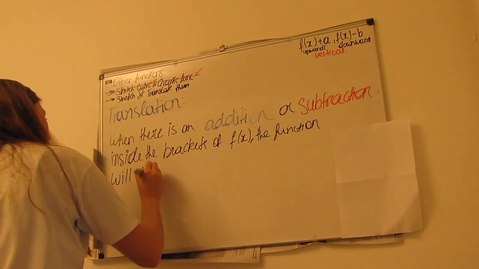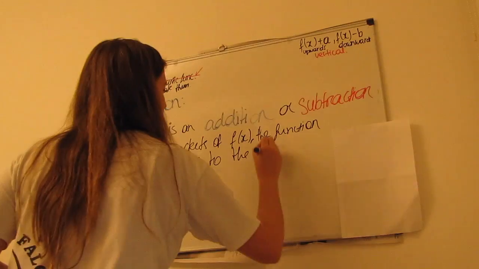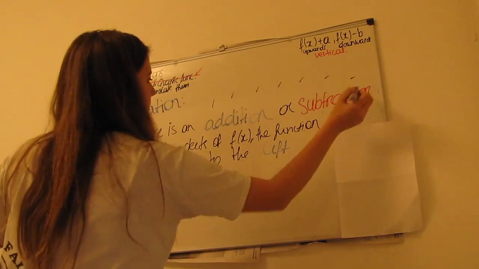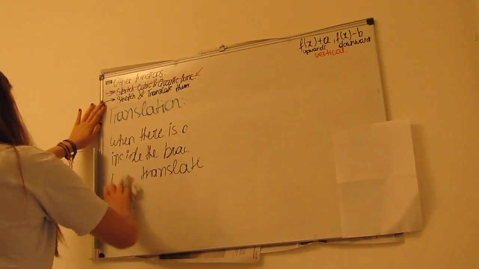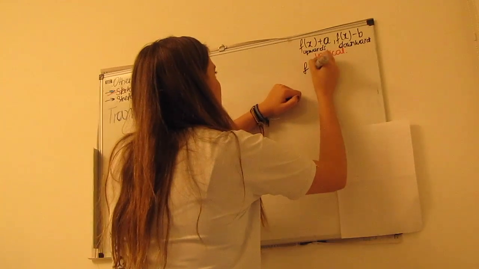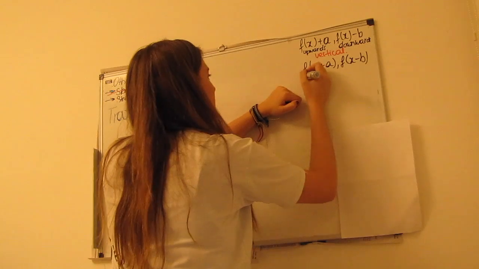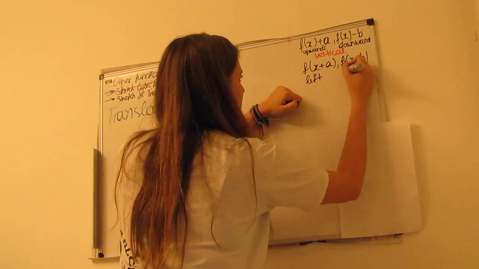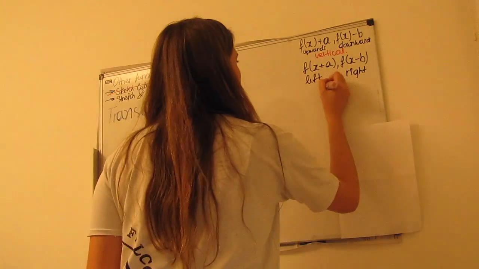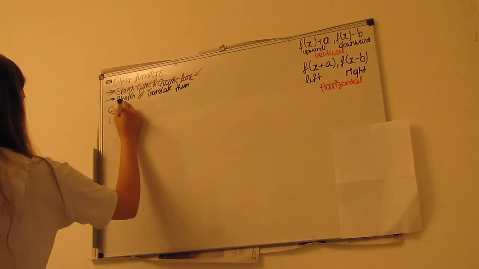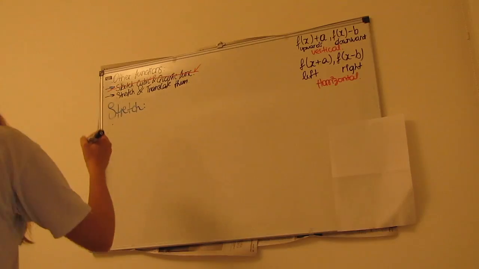So when there is an addition or subtraction inside the brackets of f of x, the function translates to the left or to the right. Now let's go back to our famous corner and write down a quick summary of what we just learned of horizontal translation. So f of x plus a means it's going to go to the left, and f of x minus b means it's going to go to the right. Now that we've finished looking at translation, let's look at stretches.